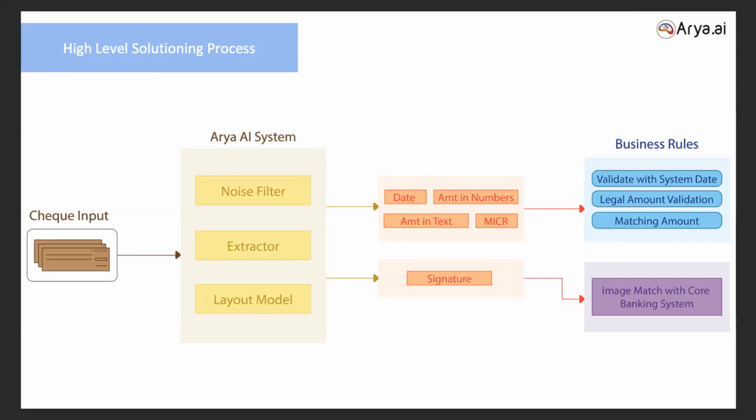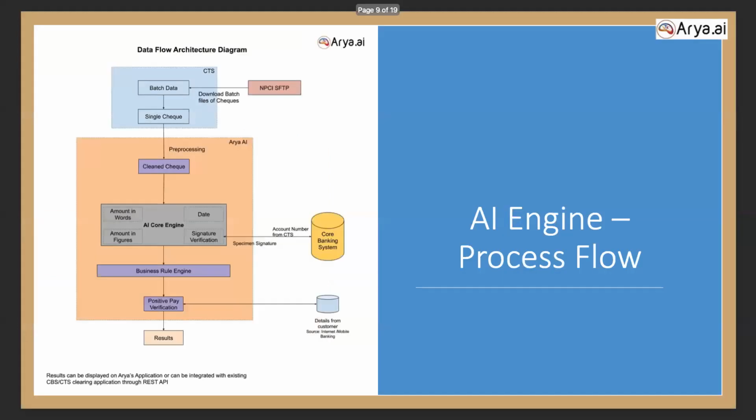For all the higher value checks, that's exactly where we say that 95% is mandatory to pass the check or automate it. If it does not fall in that bucket, then send it to the manual operations person. So this is how the overall data flow looks.